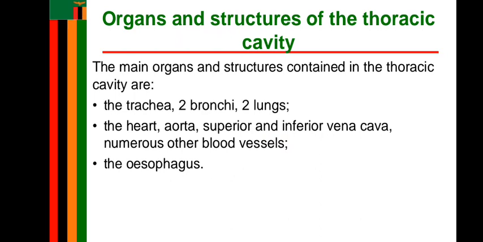All right, okay. Then let's look at the organs and structures that are found in the thoracic cavity. The main organs and structures contained in the thoracic cavity are the trachea, two bronchi, and two lungs. These are the structures that form the respiratory system. Then we have the heart, the aorta, the superior and inferior vena cava. Then we have numerous other blood vessels. Then we also have the esophagus. These are the organs that are found within the thoracic cavity.